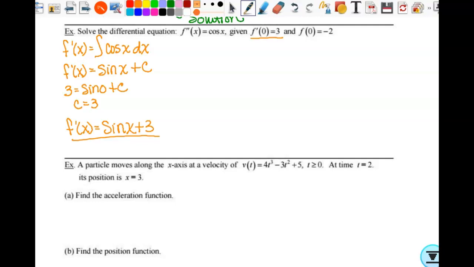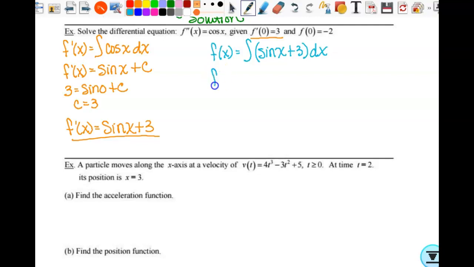Now that's just f prime. I got to go back again to get f. So that means f of x is the integral of f prime, which is sine of x plus 3 dx. And notice my parentheses here. They matter because the whole thing has a dx on there if you have more than one term. Okay.